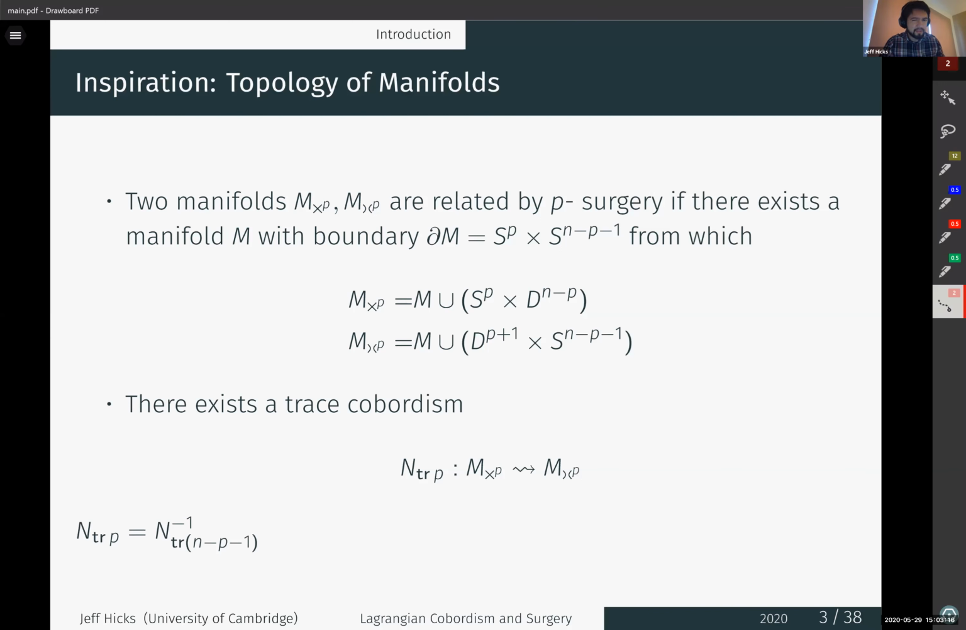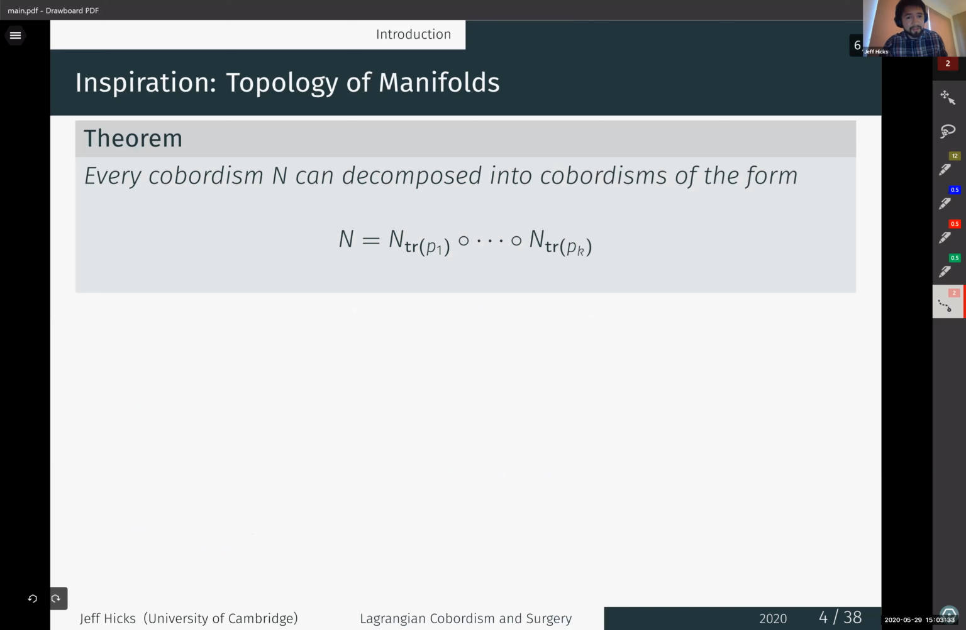One interesting feature about trace cobordisms is that if you take the trace cobordism for a P surgery, that's the reverse cobordism of a trace cobordism for n minus P minus 1 surgery. So that's a statement that says that every surgery gives you a cobordism. And there's a theorem that says the opposite thing is true also for manifolds. Every cobordism can be decomposed into cobordisms of the form of trace cobordisms.